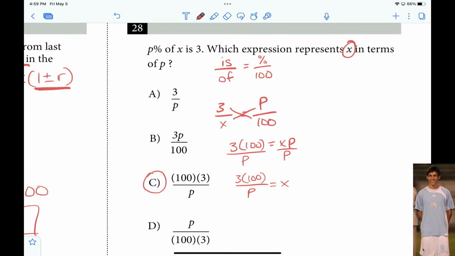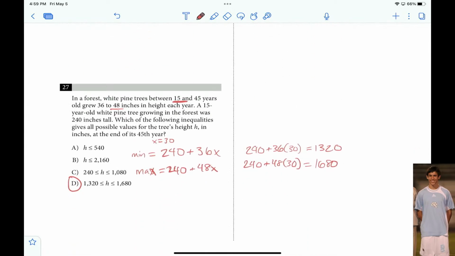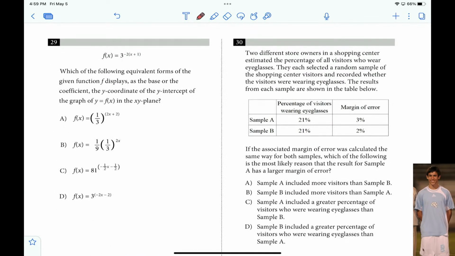So this is number 28. They will classify this type of question as a hard question. It is hard if you don't know percentages at all. But if you know this little is over of equals percent over 100, it's basically the same thing every single time. So yeah. All right.